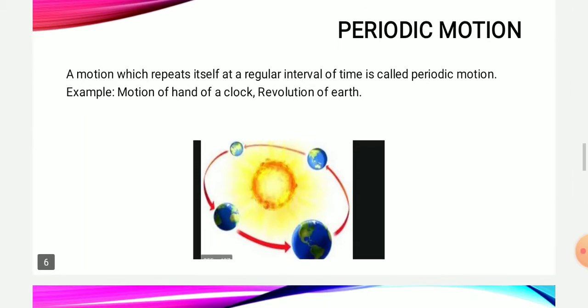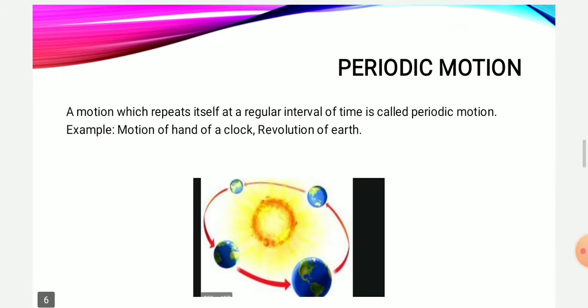Another type of motion that we studied is periodic motion. What is periodic motion? Periodic motion means motion which is repeated in the same path. The path is the same, the motion is repeated, and also the interval of time, that means how much time the object takes to move, is the same. This kind of motion is termed as periodic motion.